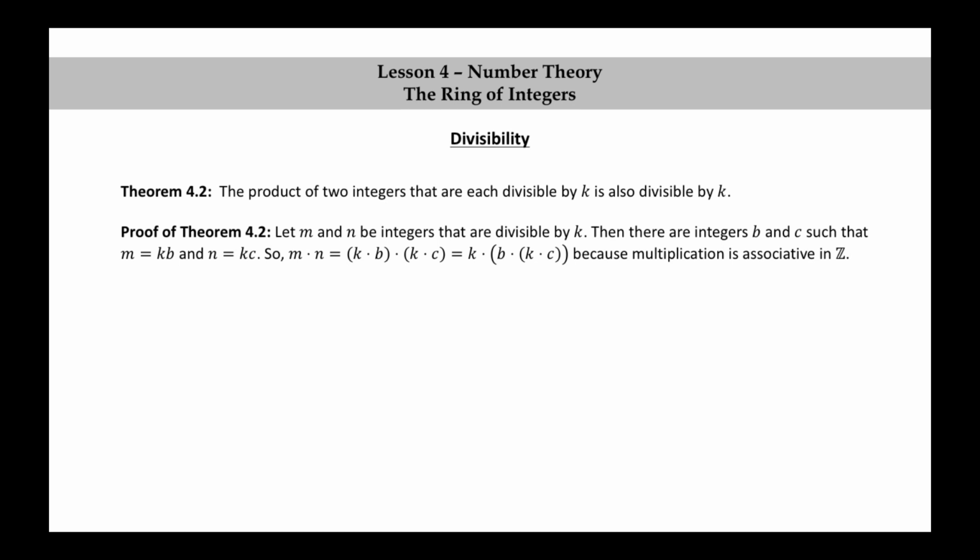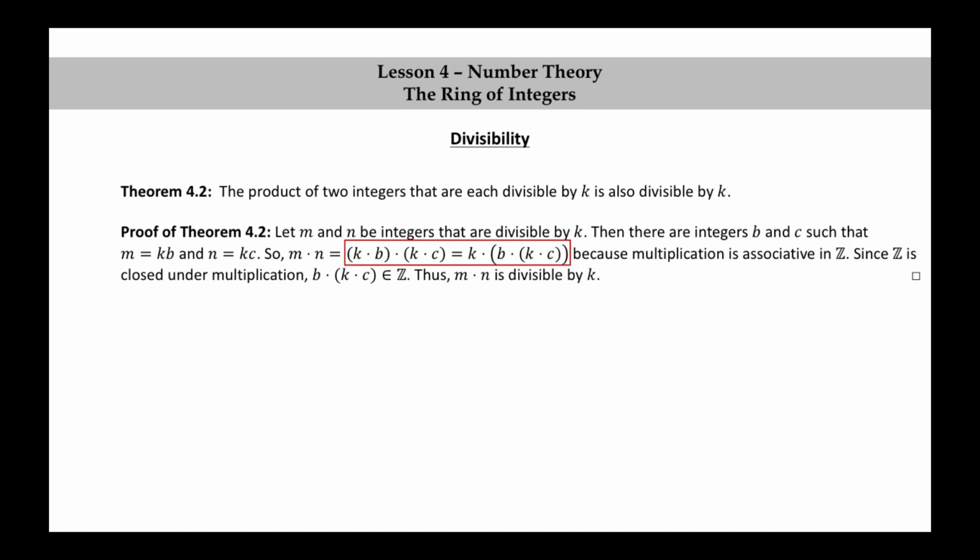If you're not quite seeing that clearly, don't worry. We'll clarify that in just a moment. Since Z is closed under multiplication, b times k times c is an integer. Thus, m times n is divisible by k. Okay, and that's the end of the argument.